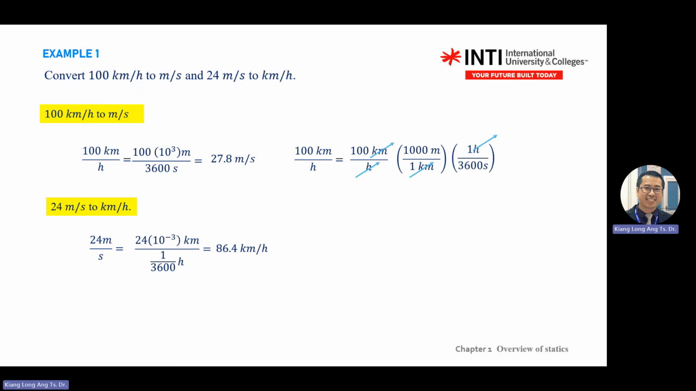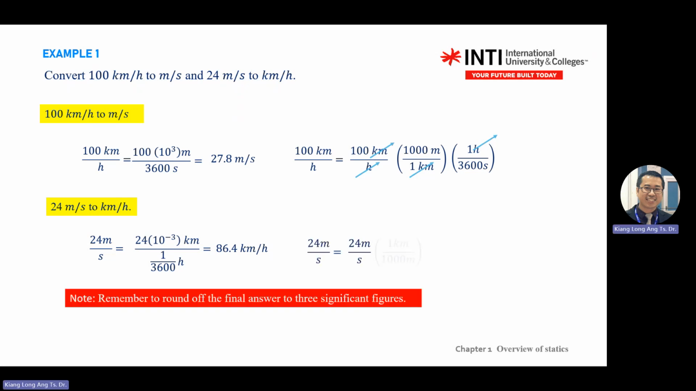You can do the long way also. This is a long way. Okay. You can choose which method you think comfortable. But I would highly recommend to start using this method because it will solve the question faster. Only you need to be careful on the unit that you convert.